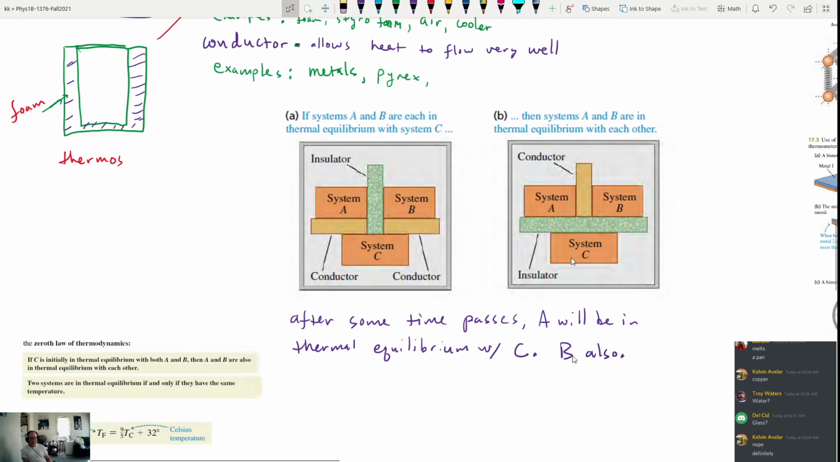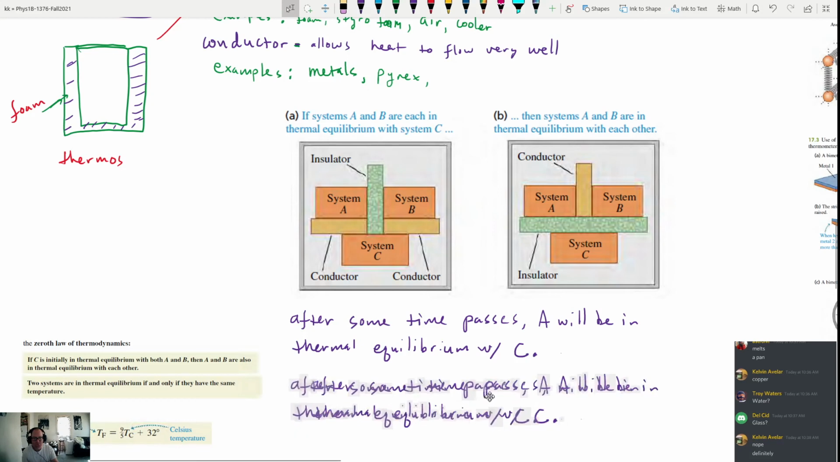Yeah, that's not clear enough. We'll just write this sentence twice and just change it. So after some amount of time, object A is going to be in thermal equilibrium with object C, and also object B is going to be in thermal equilibrium with object C. And the reason for that is these conductors right here.